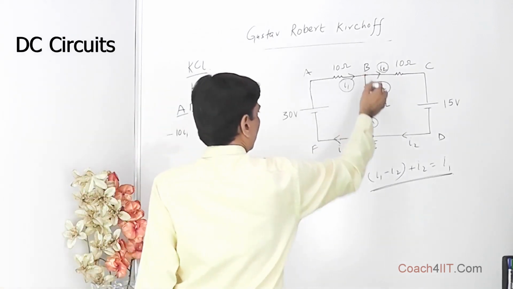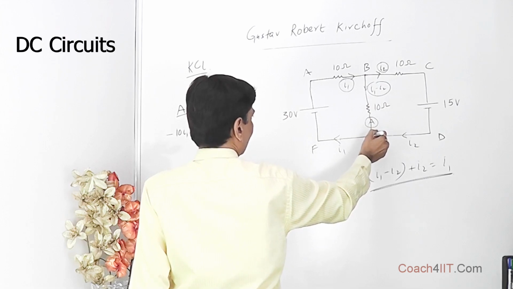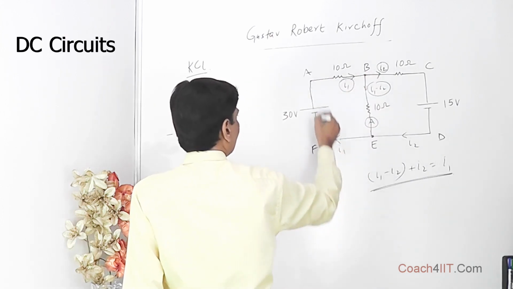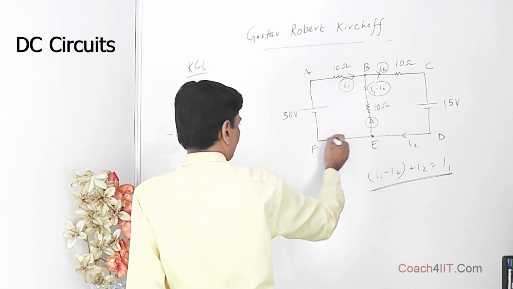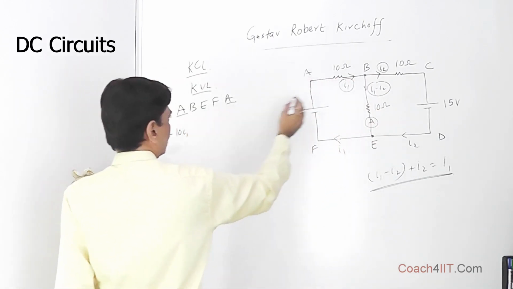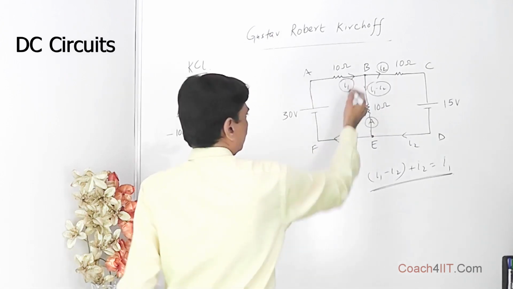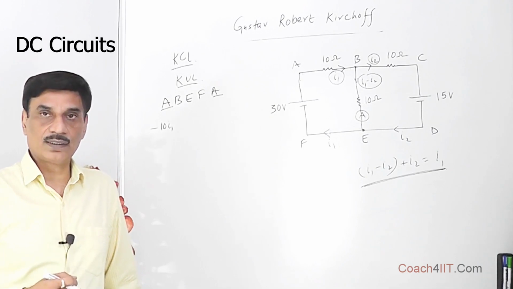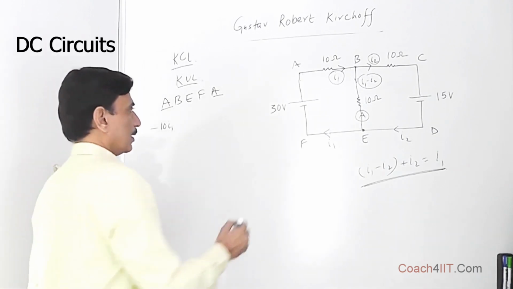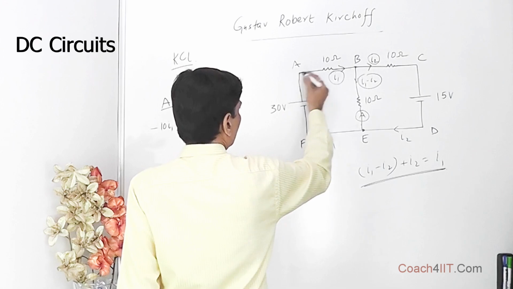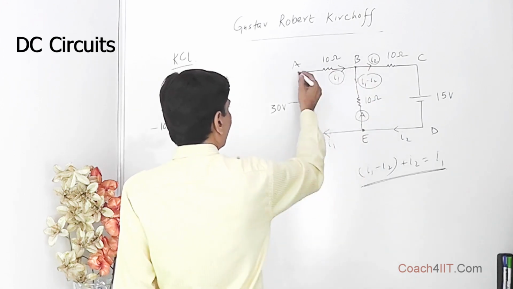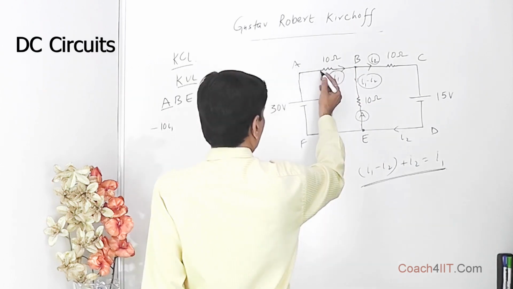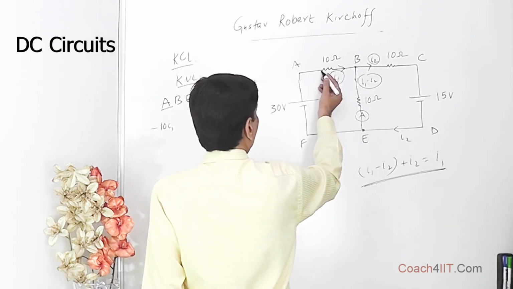When we go from here to here, once again the current is going in this direction. So when we say A, B, E, F, A, we shall be moving in this direction only. In the direction of current, there is a loss of potential. Against the direction of current, there is a gain of potential. So when we are moving from A to B to E to F to A, when we are going from A to B, the current is going in this direction and we are going in this direction, so there is a loss.